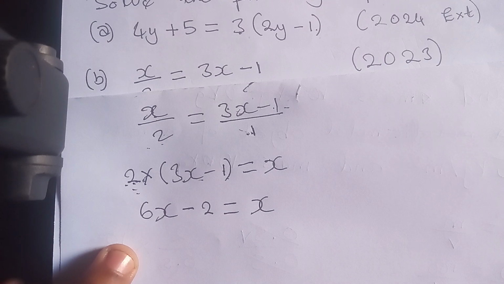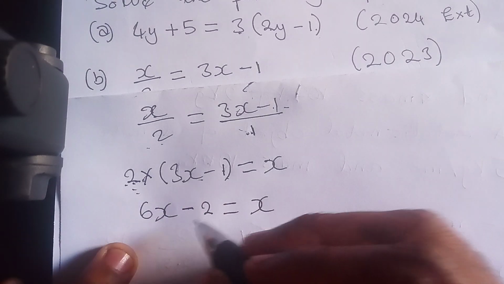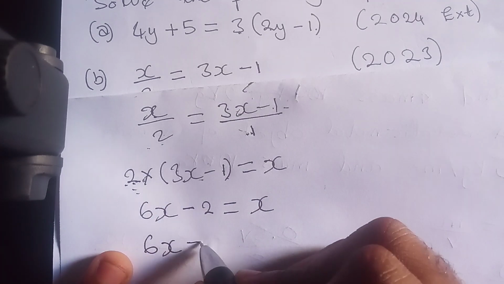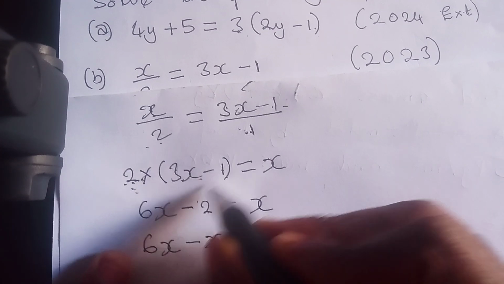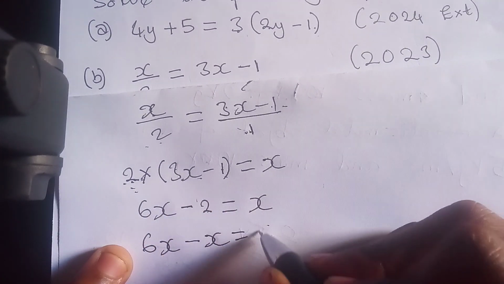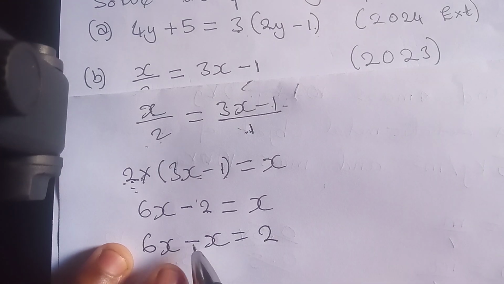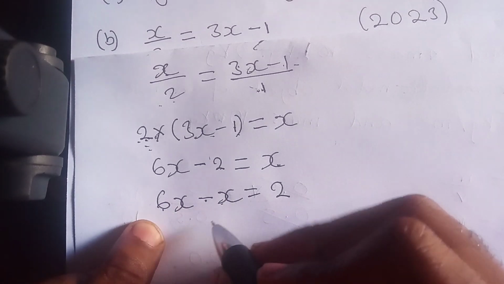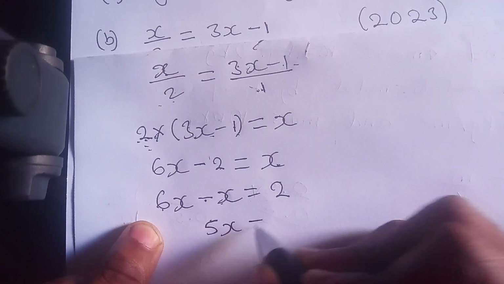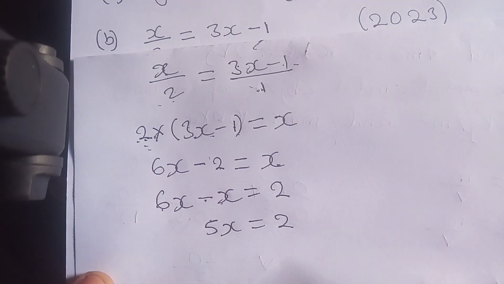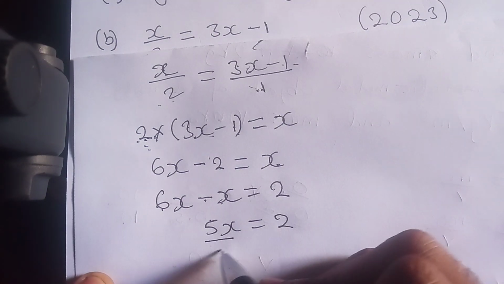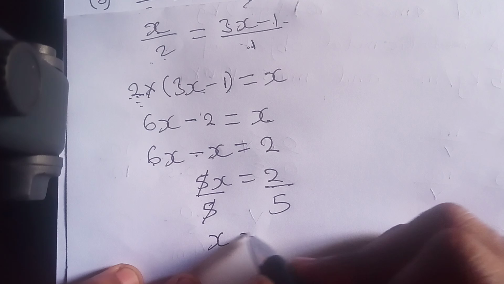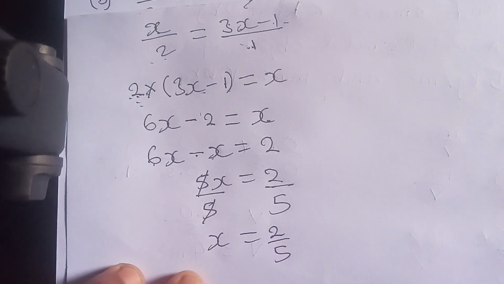So now you can collect the like terms. You can bring the x this side and take the 2 to the other side. So you have 6x minus x is equal to, when the -2 goes to the other side, it becomes a positive. And this is a negative because it was a positive this side. So now this minus this is 5x, which is equal to 2. Then to solve for x, you simply divide both sides by 5. And then your x will be equal to 2 over 5.